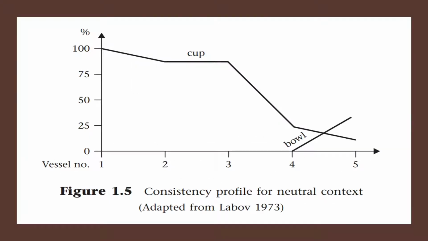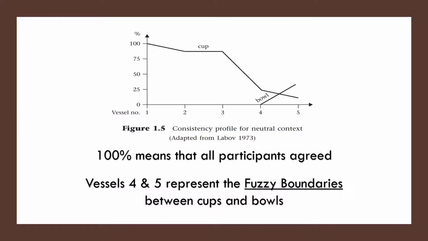So what he found was this. 100% means that all participants agreed, for example, that vessel number 1 is a cup. But then when you get to number 4, and 5 of course, you start getting some discrepancy. Some individuals in the experiment are more likely to say that vessel number 4 is a bowl, and some others are more likely to say that it is a cup, and the same goes for 5.